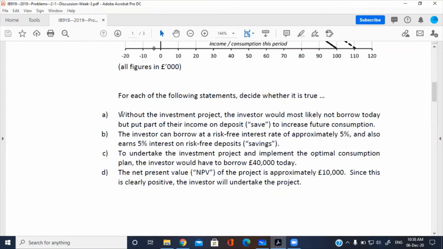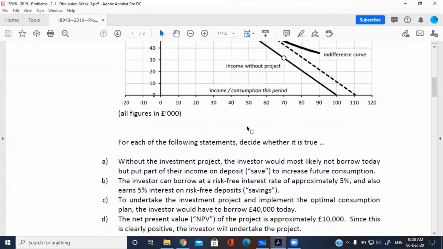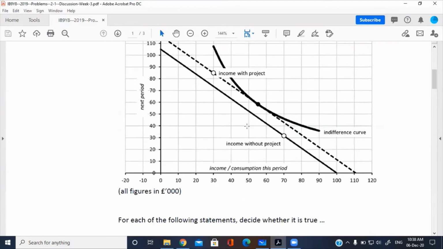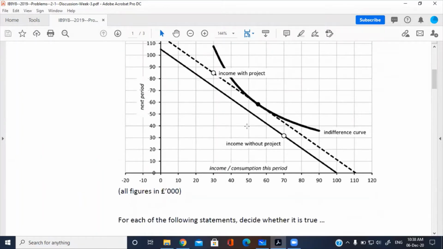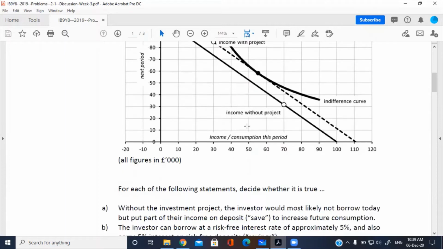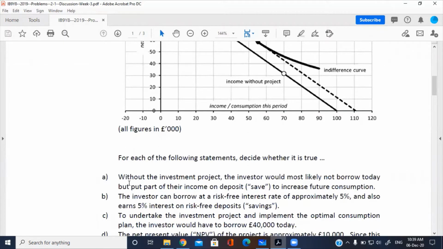First of all, without the investment project, the investor would most likely not borrow today, but put part of their income on deposit to increase future consumption. So can anyone respond, what do you think about this? Then I can share my opinion about this first statement.